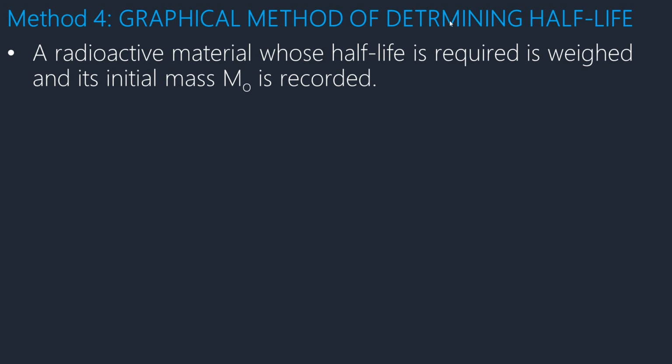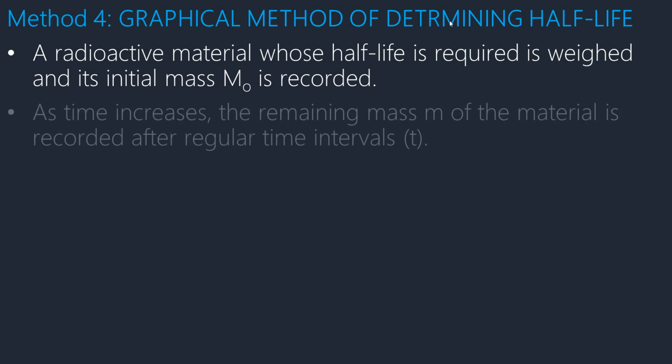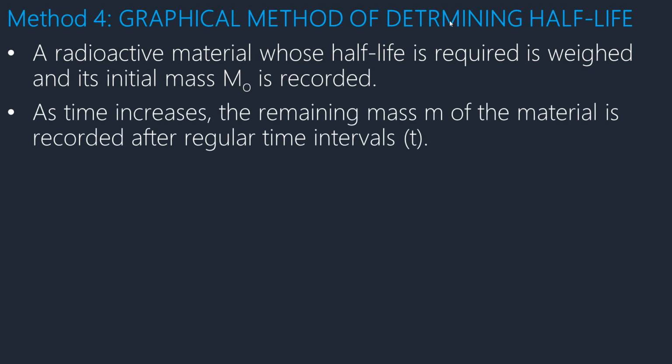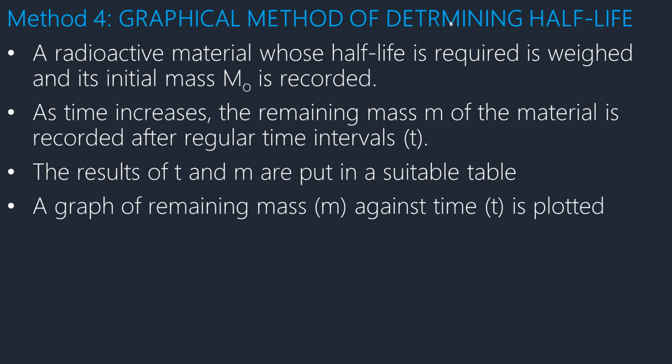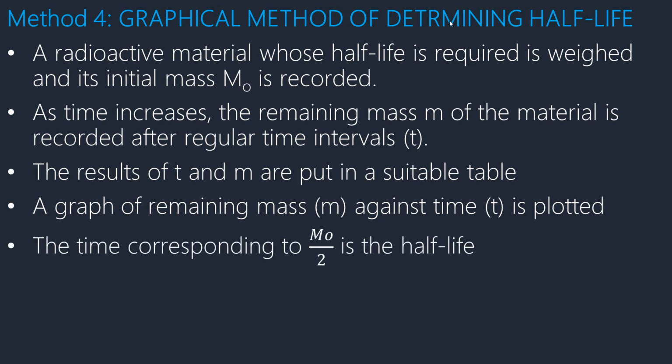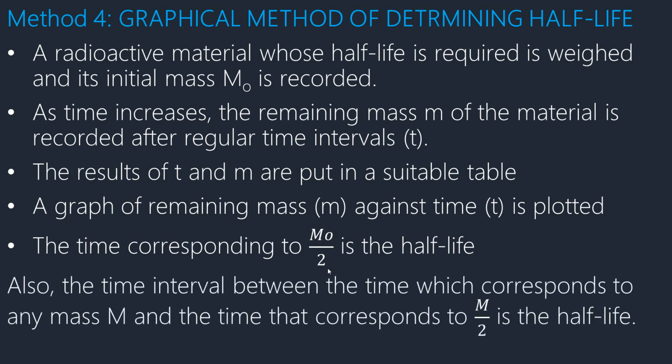A radioactive material whose half-life is required is weighed and its initial mass m0 is recorded. As time increases, the remaining mass m of the material is recorded after regular time intervals, which you call t. The results of t, the time taken, and m, the remaining mass, are put in a suitable table. A graph of the remaining mass against the time is plotted. The time corresponding to half of the original mass, which is m0/2, gives the half-life, as simple as that.